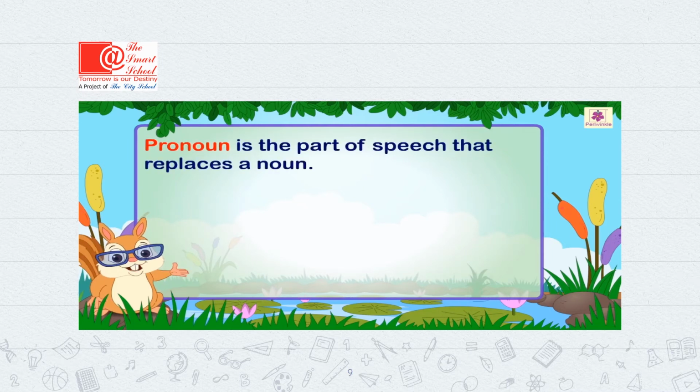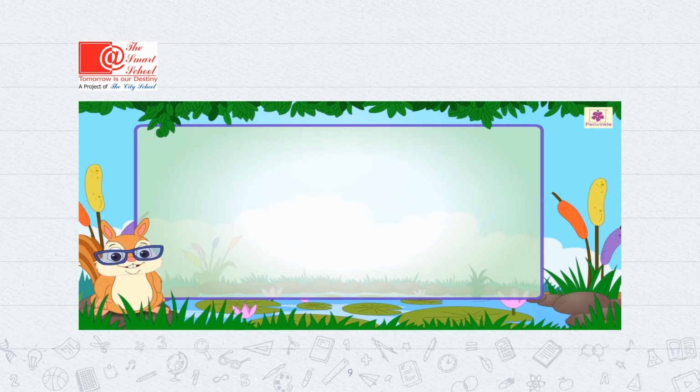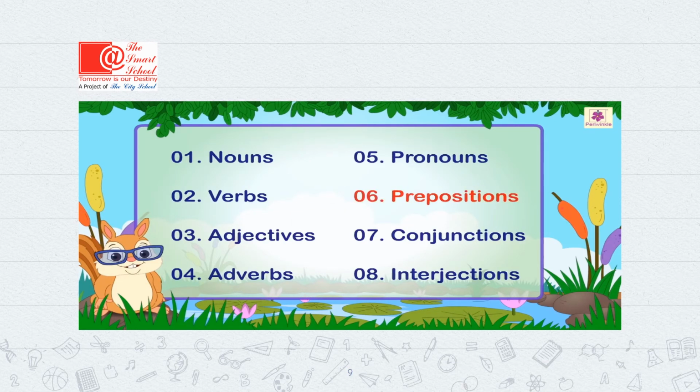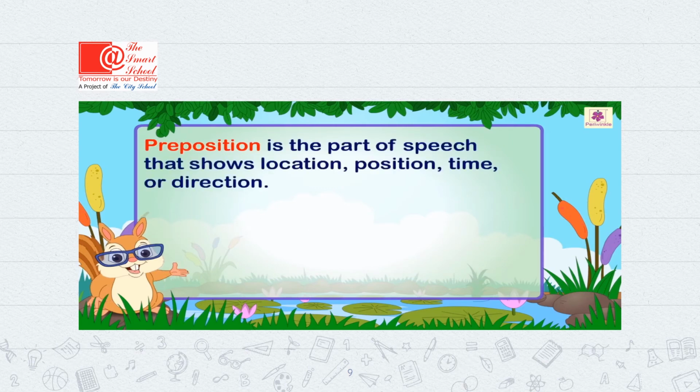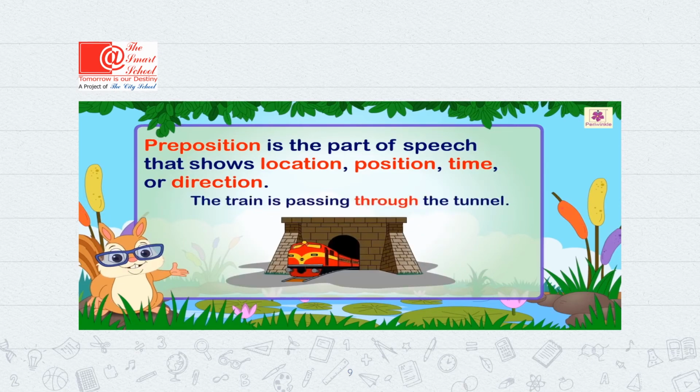Pronoun is the part of speech that replaces a noun. For example, Nikki is Indian. She is beautiful. Preposition is the part of speech that shows location or position, time or direction. For example, we went to school on Monday. The train is passing through the tunnel.